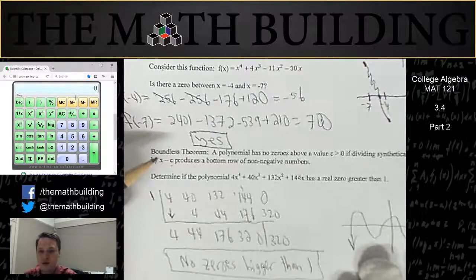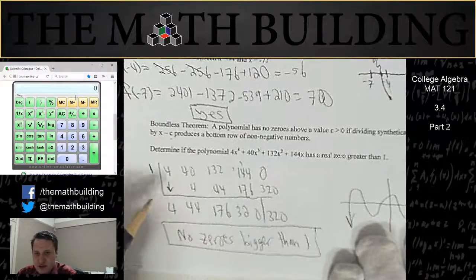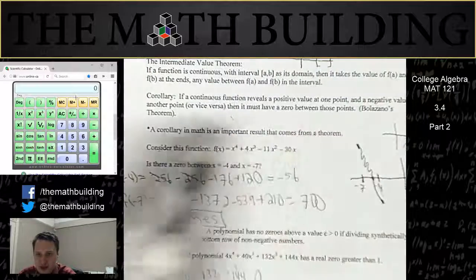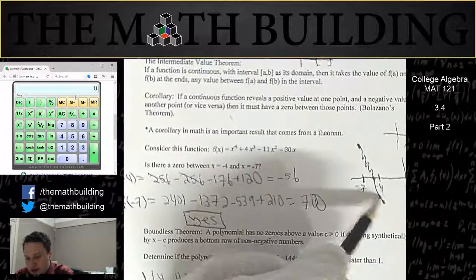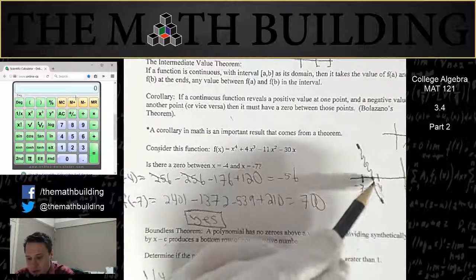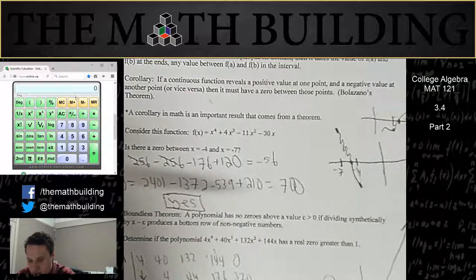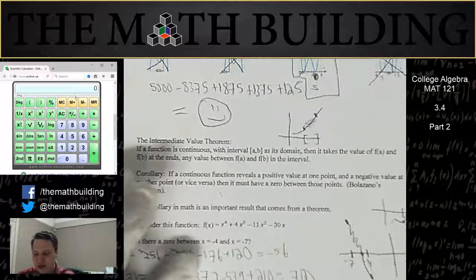So that's the boundedness theorem. You need to know how to do that. It's all about getting this bottom row of positive numbers. We looked at the corollary called Bolzano's theorem, which says that if you have a negative value and a positive value, there will be a 0 between them if there's a continuous function. And we talked about an application of speeding with the intermediate value theorem.